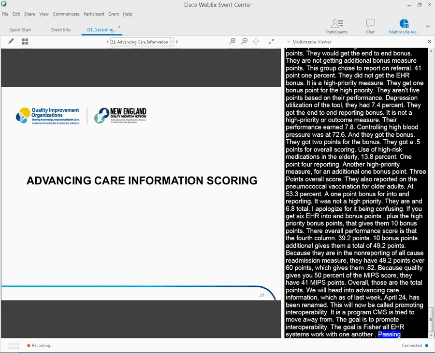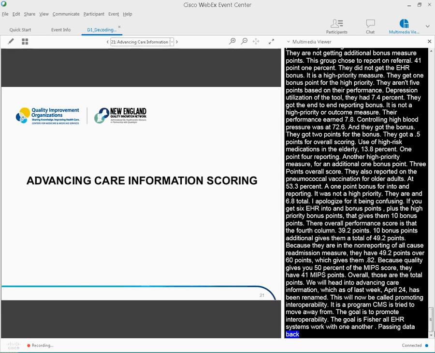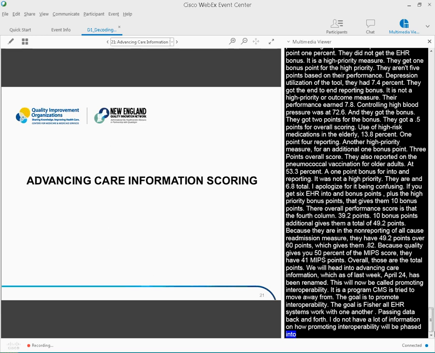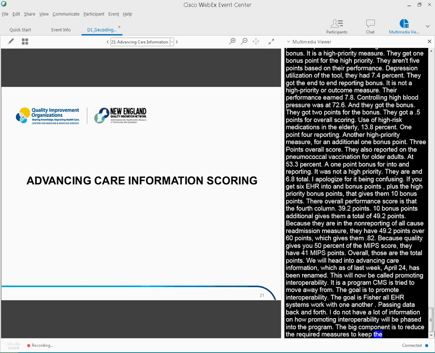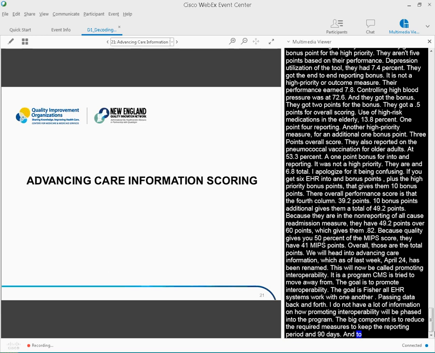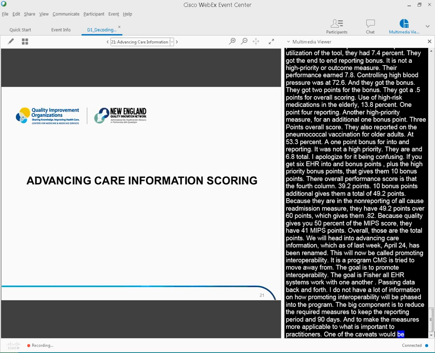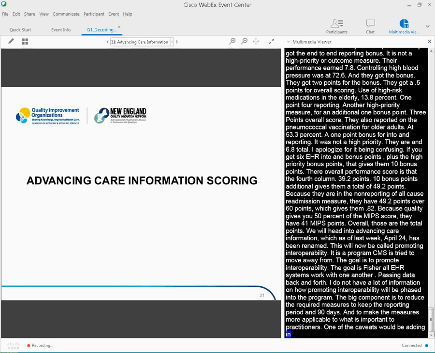I don't have a lot of information on exactly how promoting interoperability will be phased into the program, but just know a big component of this is to reduce the required measures, to keep the reporting period at 90 days, and to really make the measures more applicable to what's important to practitioners. So one of the caveats of that would be adding in a piece to the e-prescribing measure that looks at the prescription drug monitoring program and utilization of that program.